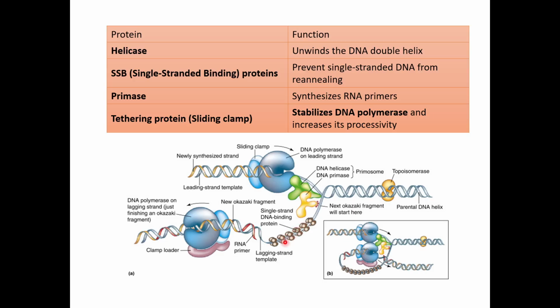Then we have single stranded proteins bound onto the single stranded DNA, and we have the parental DNA helix here, which is bound with topoisomerases, which uncoils it, and then we have newly synthesized strands here. We have RNA primer for the Okazaki fragments, and we have the clamp loader here. So you can see it helps in holding on to the DNA strand so that the DNA pol doesn't dissociate.